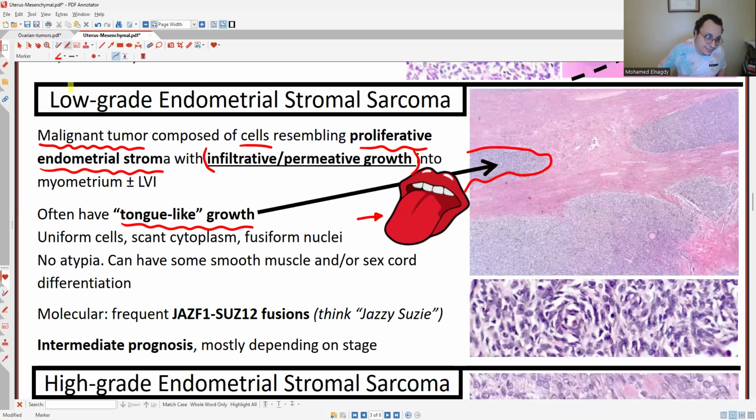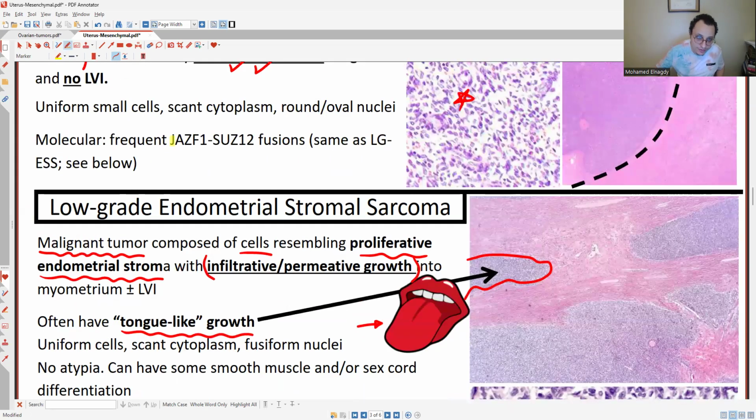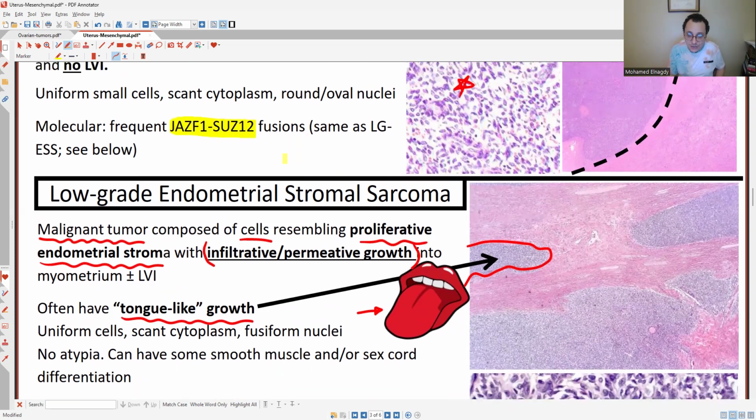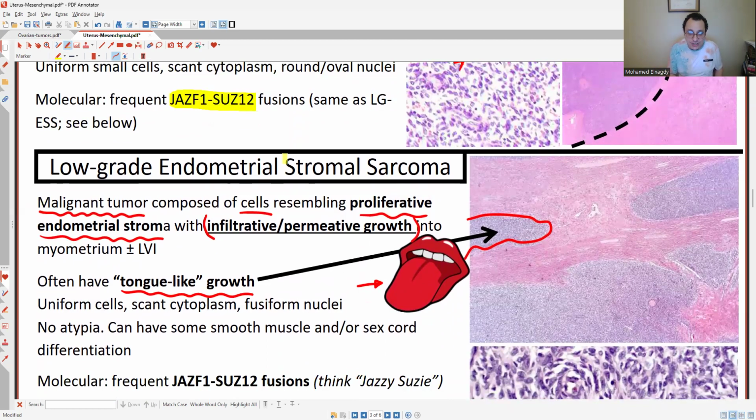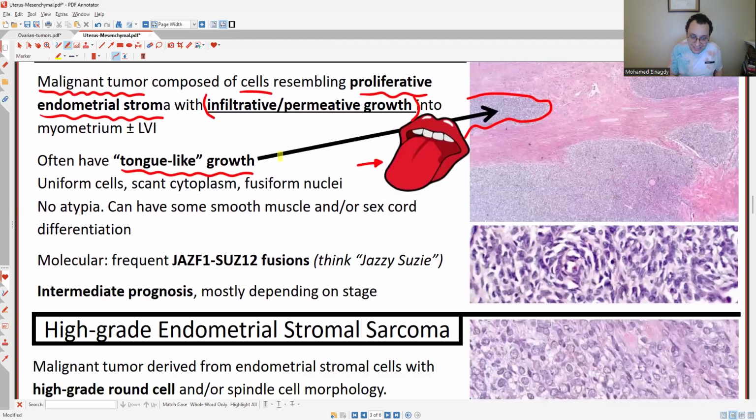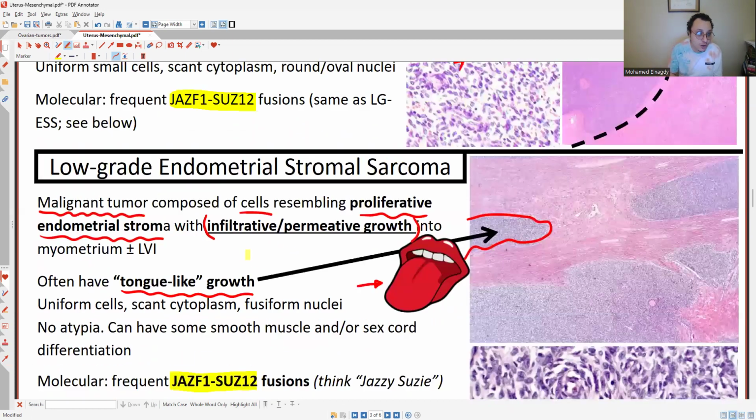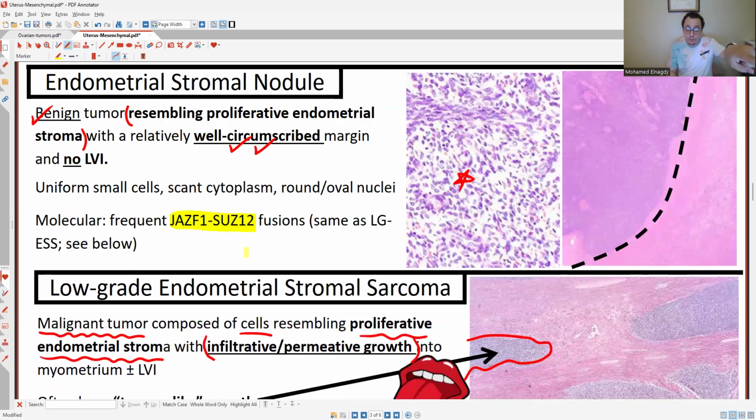The molecular mutation is very important. The JAZF1-SUZ12. I always remember the JAZF1 for some reason, because it reminds me of jazz. Jazz is a kind of musical instrument, or whatever. So the JAZF1-SUZ12, this is a very important fusion and very important molecular association with the benign-ish stromal lesions, which are the endometrial stromal nodule or the low-grade endometrial stromal sarcoma.